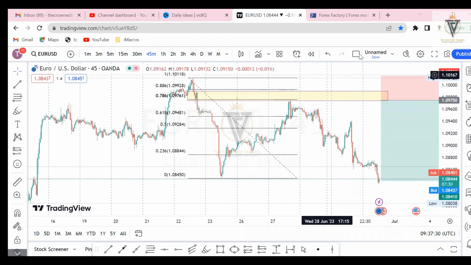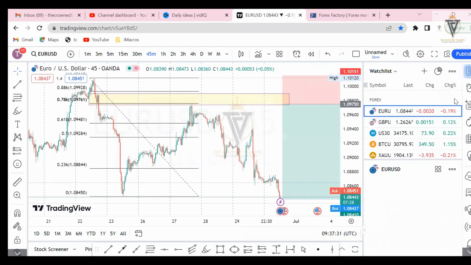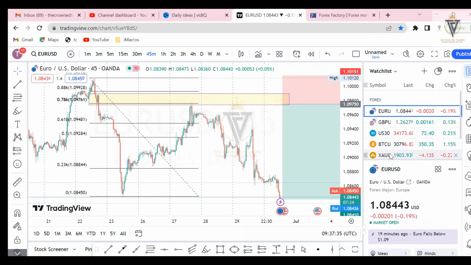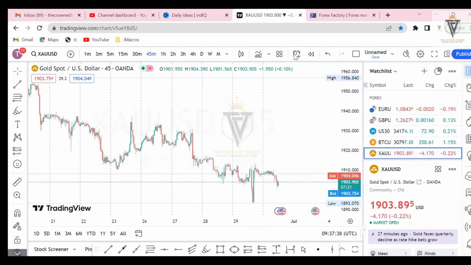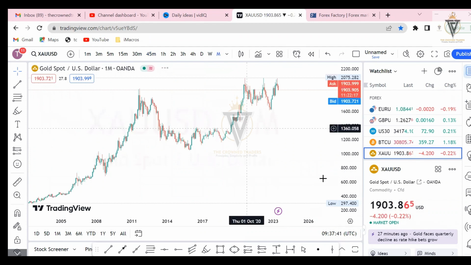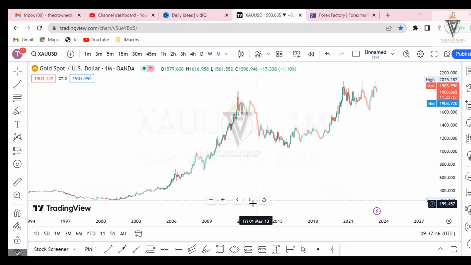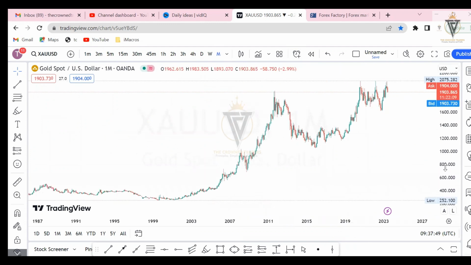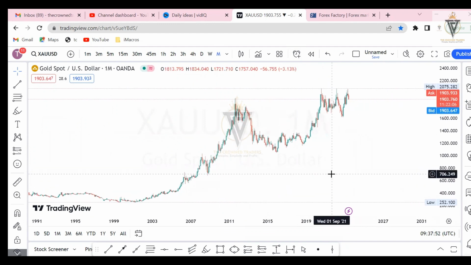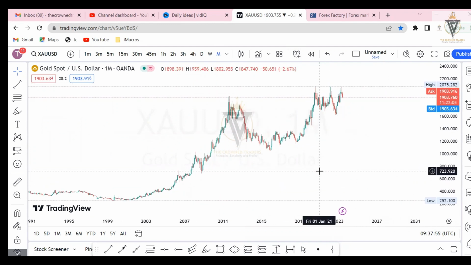Okay, so let's go to gold and look at what gold is doing. We start from the monthly time frame as usual to get the general bias of gold. Gold is a safety asset. What that means is gold is where people hedge their money in situations of recessions and bad economies, against inflation and all the economic hazards.